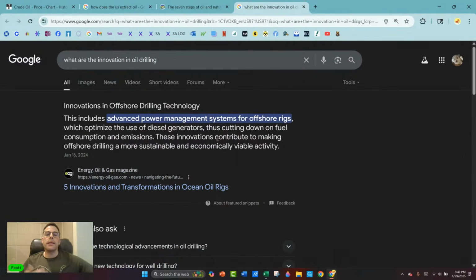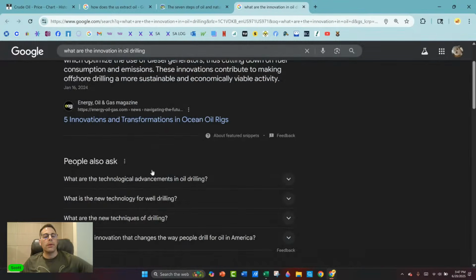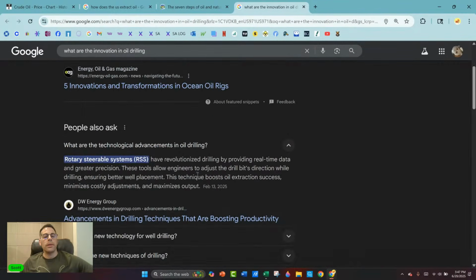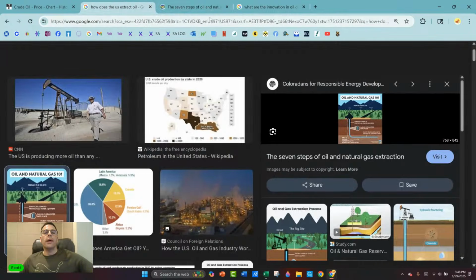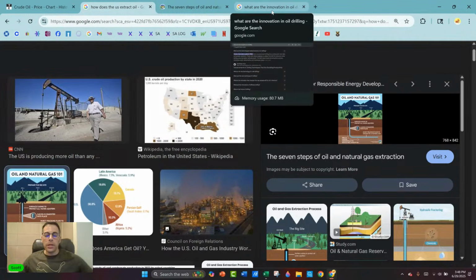Advanced, yeah. I guess the rigs got more advanced, which optimizes the use of fuel, cutting down on fuel consumption. These innovations contribute to rotary steel. Well, technology kind of helped us produce oil in the United States, and now we're the largest producer in the world, which is great.